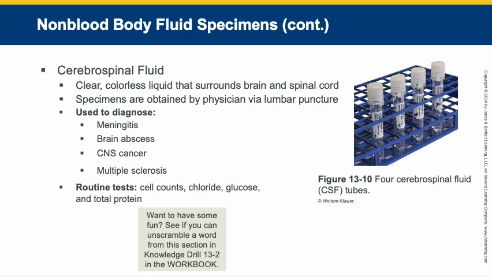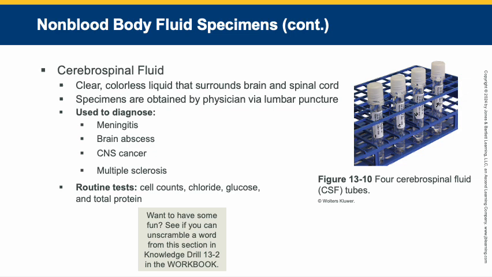Okay, spinal fluid. This is a clear, colorless liquid that surrounds the brain and the spinal cord. This is collected only by the doctor through lumbar puncture. It is used to diagnose meningitis, brain abscesses, central nervous system cancer, and multiple sclerosis. The doctor will collect a series of 4 tubes when they do this.